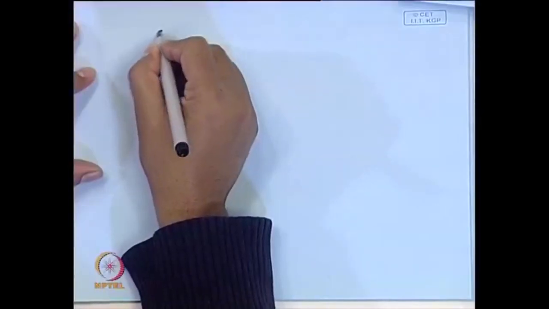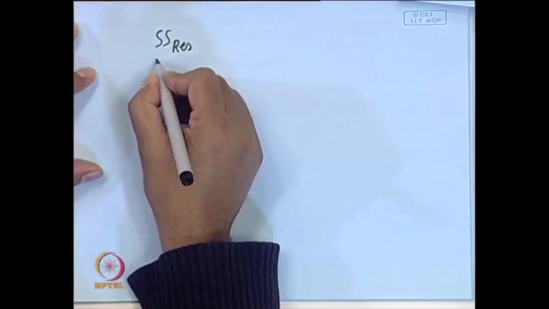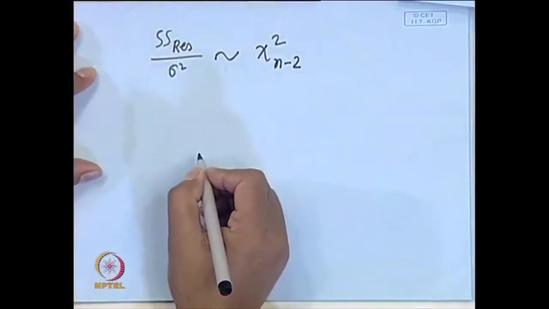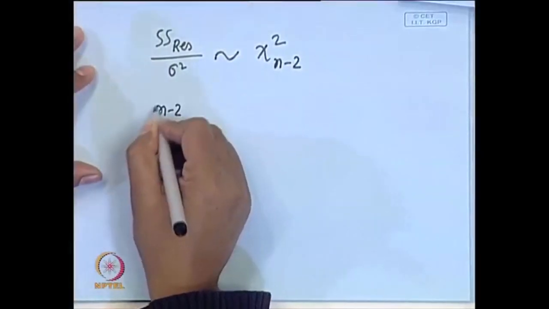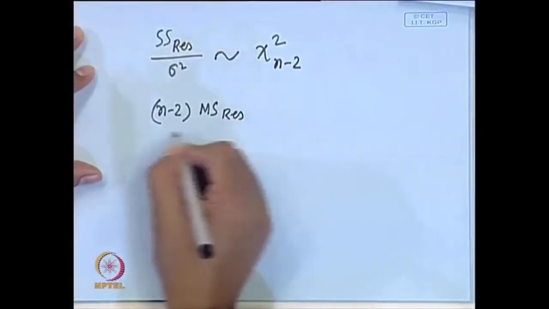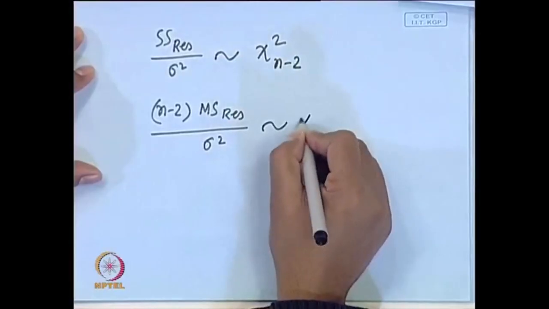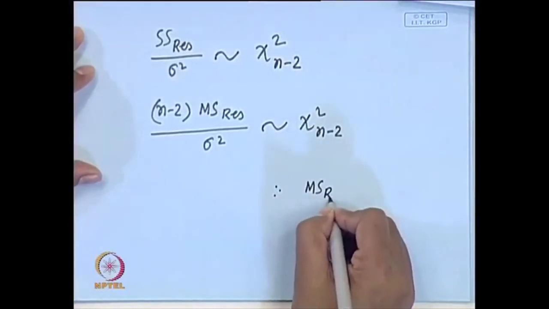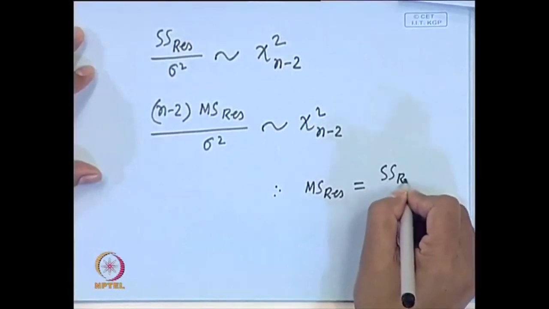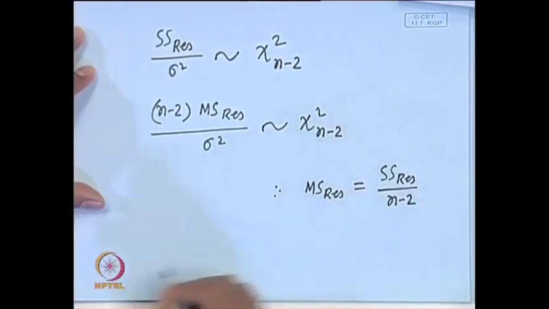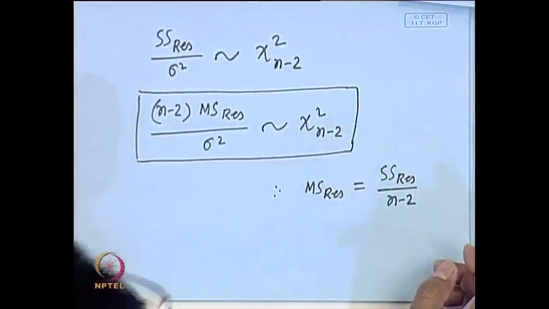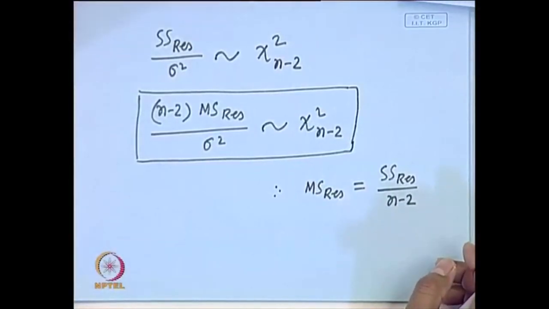Well, so what we proved is that SS residual by sigma square follows chi square n minus 2, which is equivalent to saying that n minus 2 MS residual by sigma square follows chi square n minus 2, because MS residual is nothing but SS residual by n minus 2. Okay, so, this is the result we proved, and this is very much useful in testing of hypothesis.